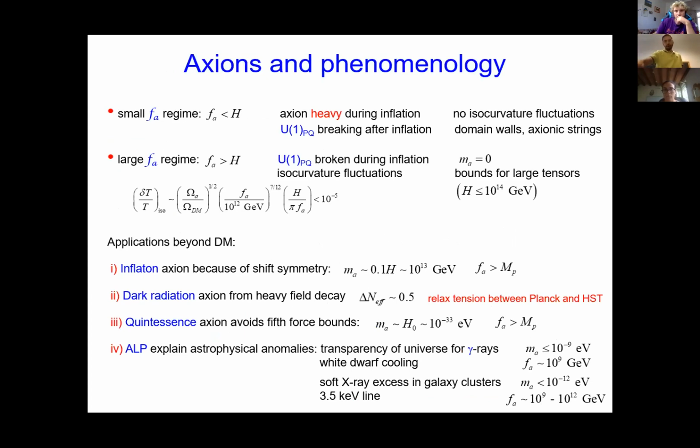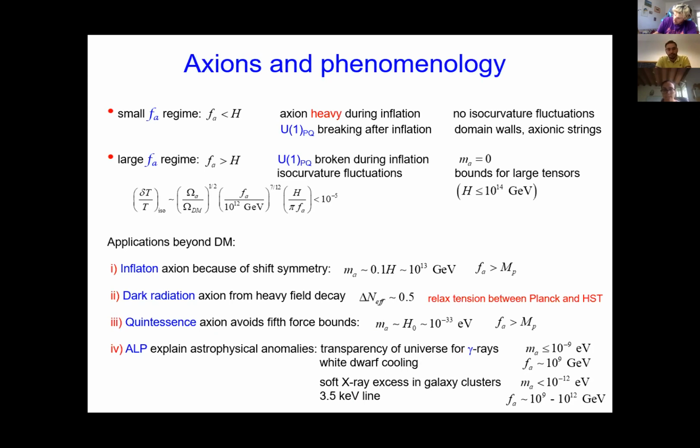Now, another very quick slide on axion phenomenology. The phenomenology is different depending on whether the axion decay constant is smaller or larger than the Hubble scale H during inflation. So if f_a is below H, the axions are heavy during inflation, and the U(1) Peccei-Quinn symmetry is broken after inflation, so one has no isocurvature fluctuations, but there is the generation of domain walls and axionic strings. On the other hand, when f_a is larger than H, the U(1) Peccei-Quinn symmetry is broken during inflation, so the axions are very light. So they develop isocurvature fluctuations during inflation, whose size is controlled by the Hubble constant.